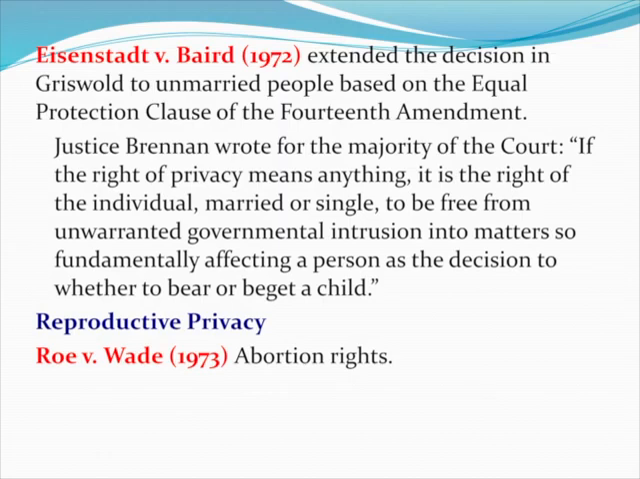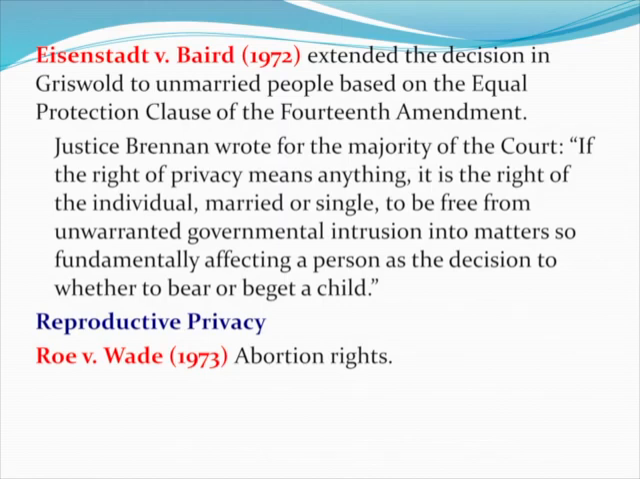And Eisenstadt versus Baird answered that question in 1972. It extended Griswold's decision unambiguously to unmarried people, based on the Equal Protection Clause of the 14th Amendment. So Justice Brennan wrote for the majority of the court, if the right to privacy means anything, it is the right of the individual, married or single, to be free from unwarranted governmental intrusion into the matters so fundamentally affecting a person as the decision to whether to bear or beget a child. So that was that. Everyone has the right to privacy.